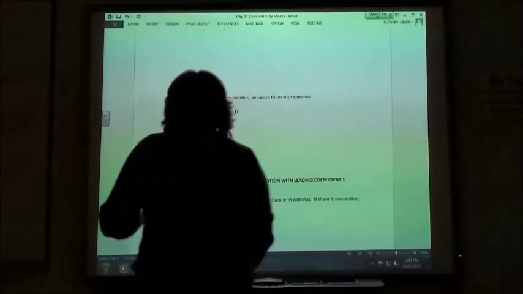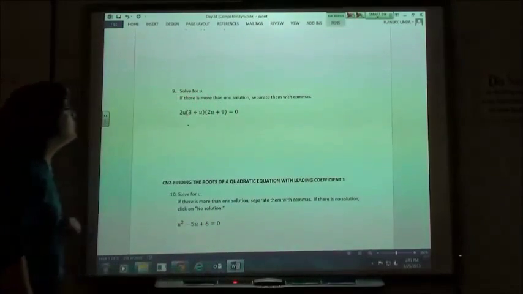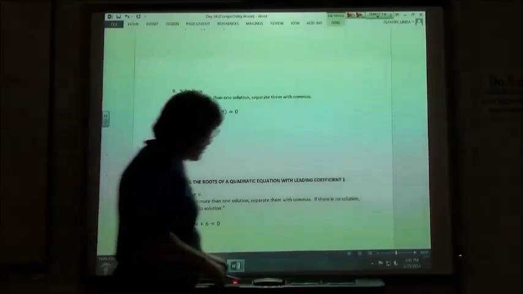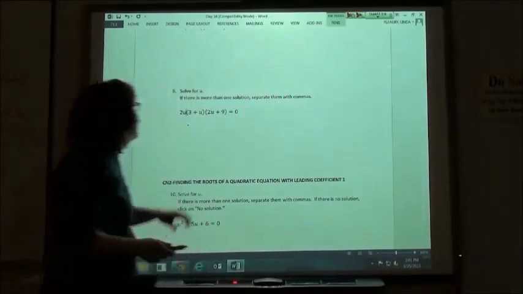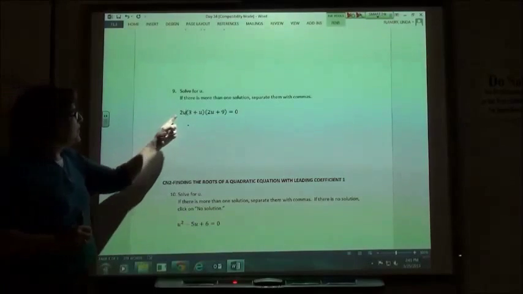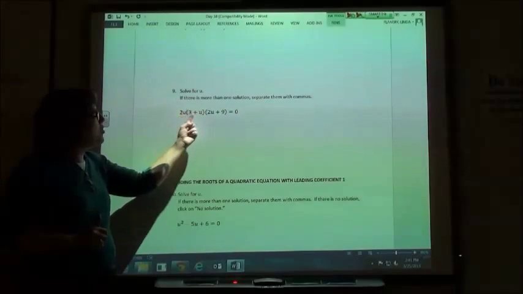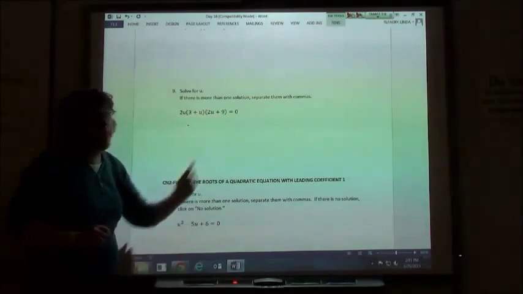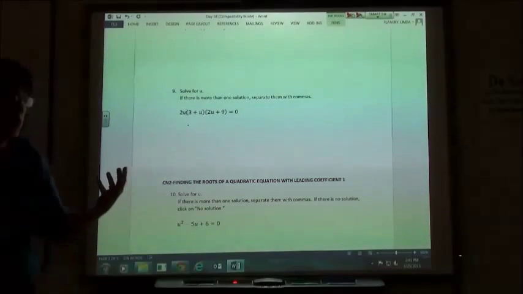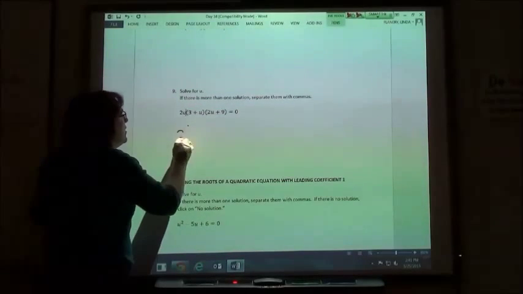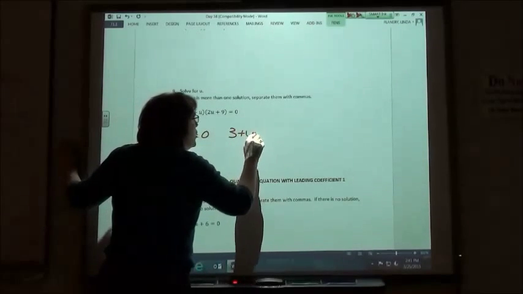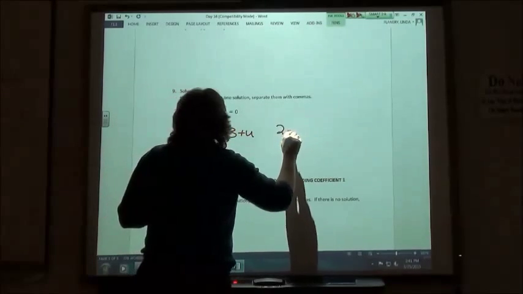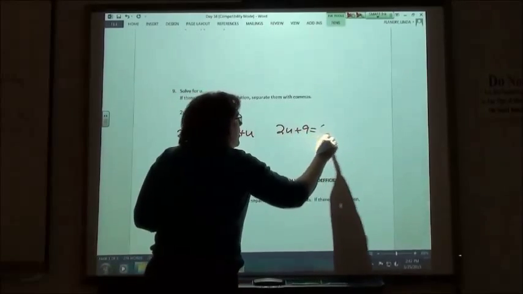If I have something that looks like this, 2u times 3 plus u, now my pen, okay, it wasn't the smart ink, there it goes. My thing here has a u in this term, a u here, and a u here. So I'm going to end up with 3 answers. I'm going to say either the 2u could equal 0, the 3 plus u could equal 0, or the 2u plus 9 could equal 0.